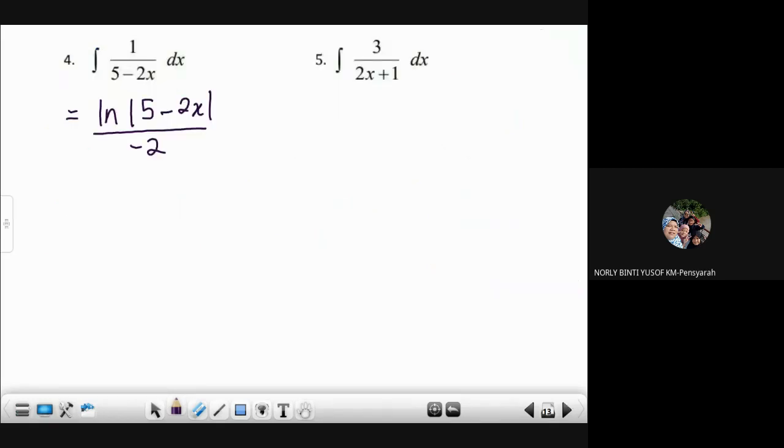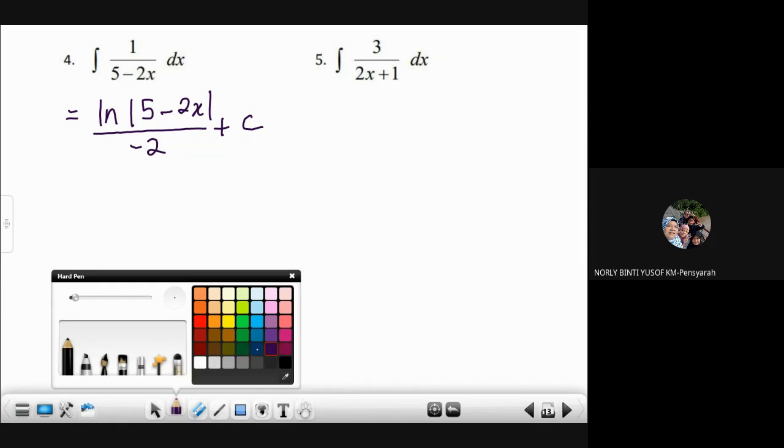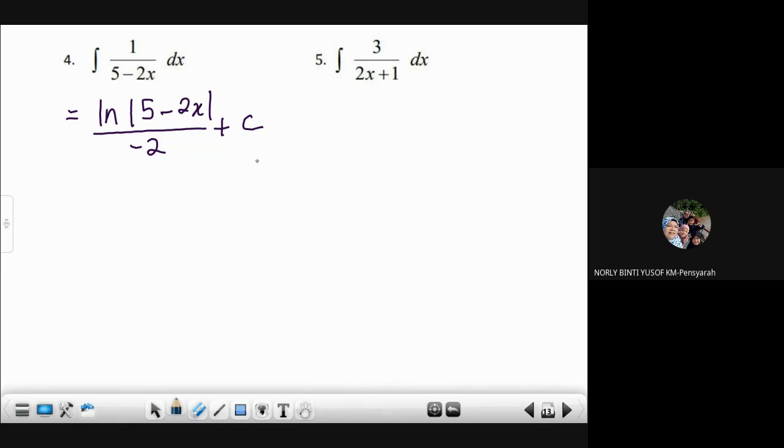Okay, for the function ln lah. So dapat negative 2 kan kat function 5 tolak 2x tu. So divide by negative 2 plus c. You nak tinggal macam ni boleh, ataupun you put as separate negative half ln modulus 5 to minus 2x plus c. So that will be your final answer.